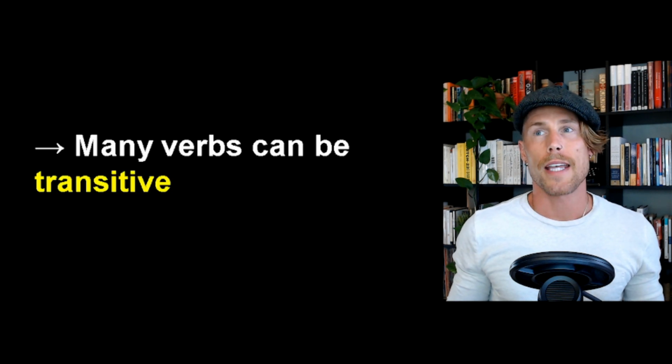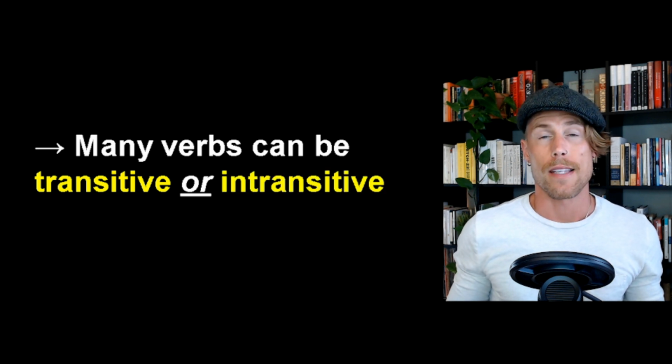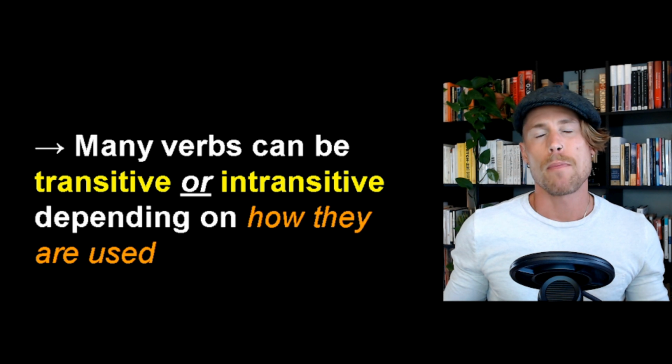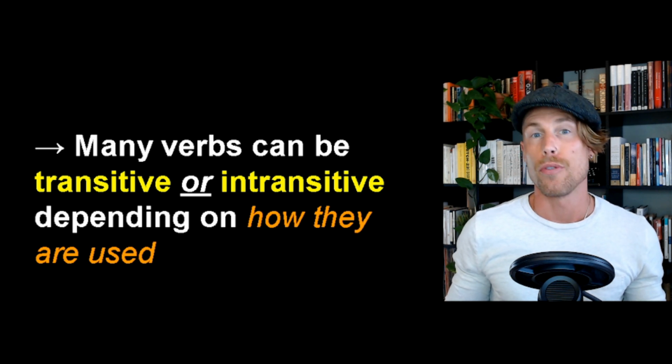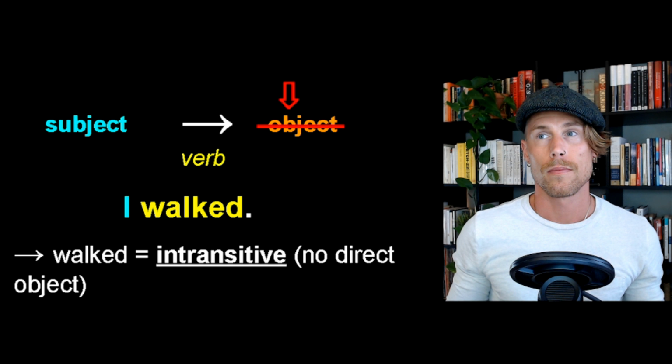Many verbs can be transitive or intransitive, depending on how they are used in the sentence. For example, I walked. Subject, verb, no object. Walked is intransitive. There is no direct object.